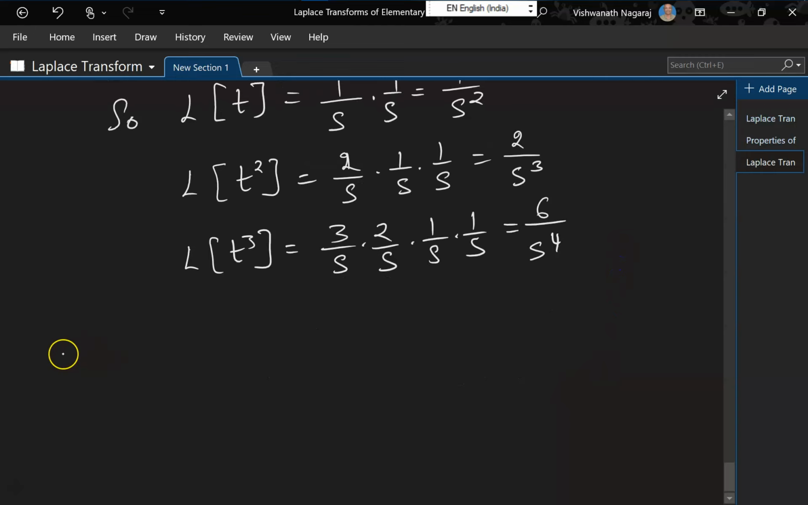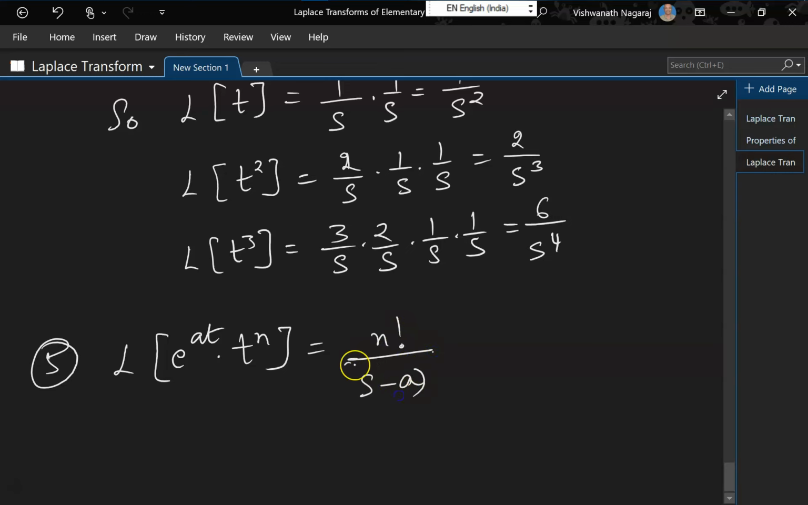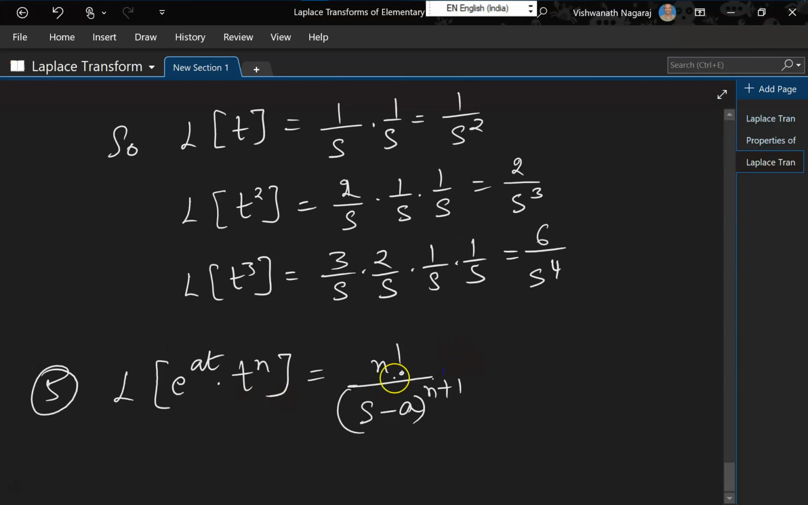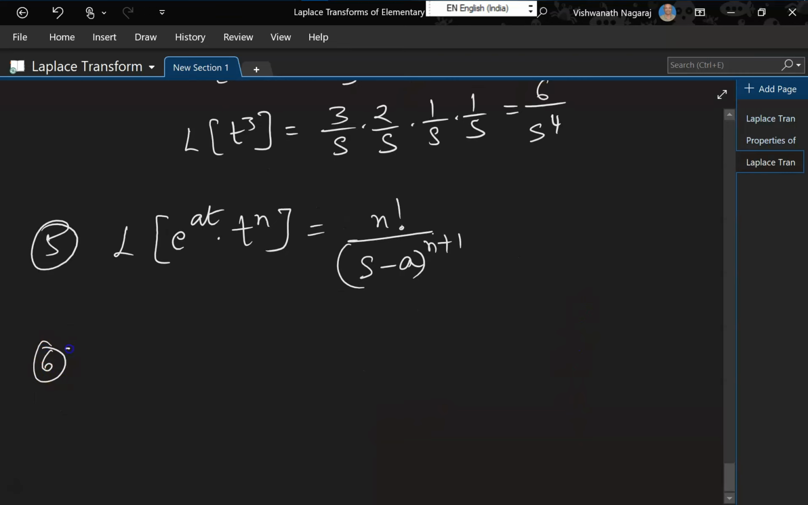Okay, now let's look at other elementary functions. e to the power of at times t to the power of n, Laplace transform. What will it be? This would be n factorial by s minus a to the power of n plus 1. Remember, t to the power of n gives you n factorial by s to the power of n plus 1, and e to the power of at gives you that s minus a. Okay, let's look at the next one.